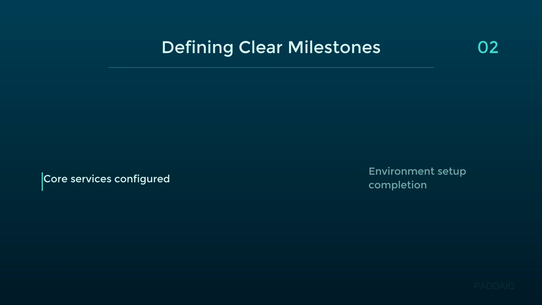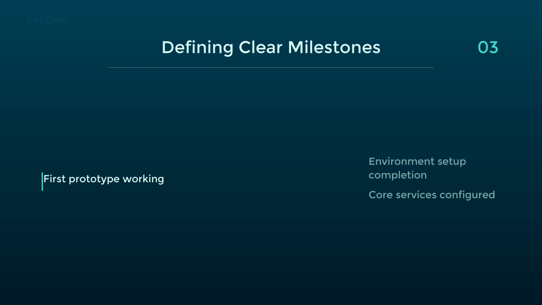Core services configured. This means the foundational technical services in SAP BTP are set up and ready. For example, you have activated the Cloud Foundry runtime and connected your account to your development tools. This critical step provides the platform for building and running applications.